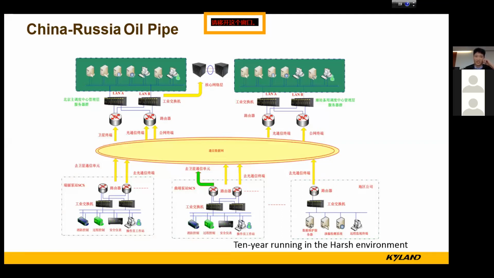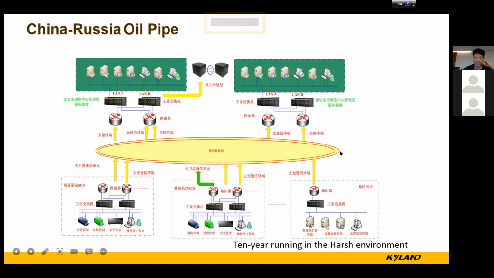The first project is the China-Russia oil pipeline. This project started 10 years ago. Actually, this network is very simple. It is divided into several areas. For each area, the end devices have two service ports, one for the LAN A switch and another for the LAN B switch. The switch also has two uplink ports, one activated and another blocked, to the third-party router.